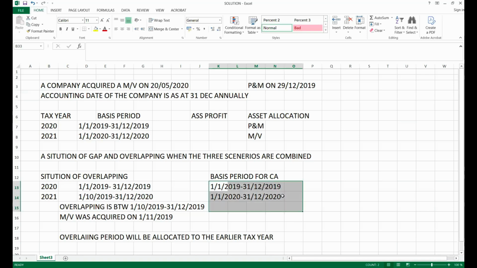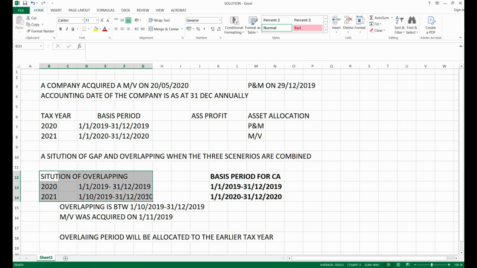What I did here is only for the purpose of allocation of the assets. Please take note of that. This basis period I did here is only for allocation of assets. When you are computing, you are going to use this one, for the purpose of computation. So when you have done this, you can easily allocate the asset to the respective year. So if the motor vehicle was bought on 1/1/2019, it will be available for capital allowance in the 2020 year of assessment.